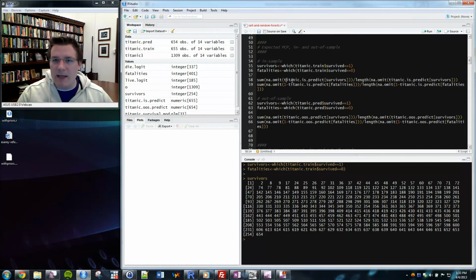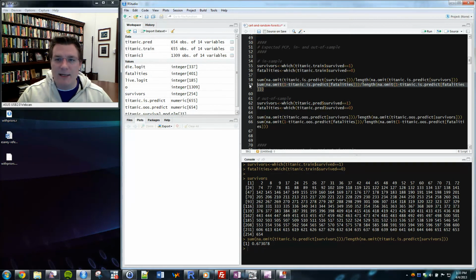Look at all the people who survived. What did I predict their probability of survival to be? And add that up and divide by the number of people for whom I made the prediction. So my expected percent correctly predicted for survival is 67.3%.